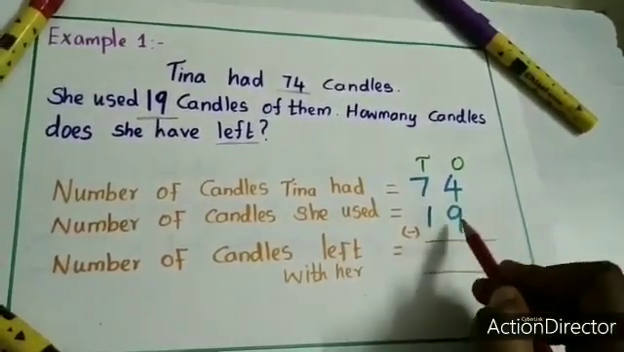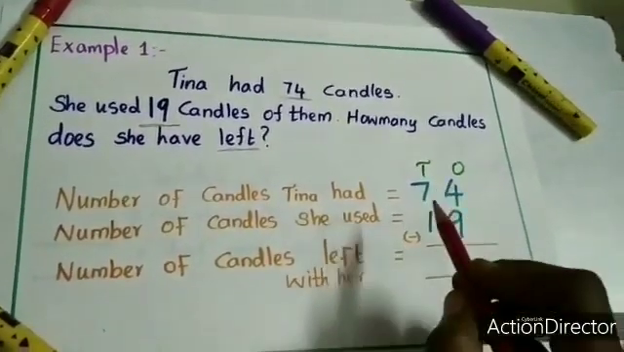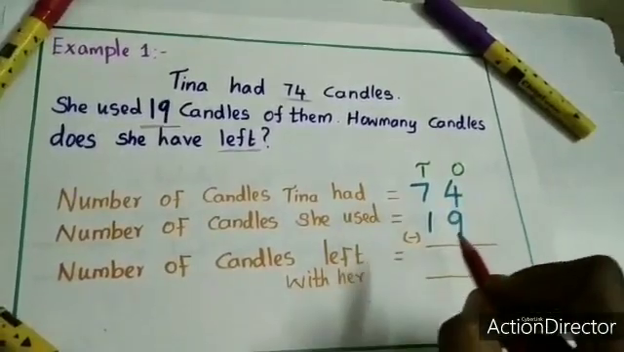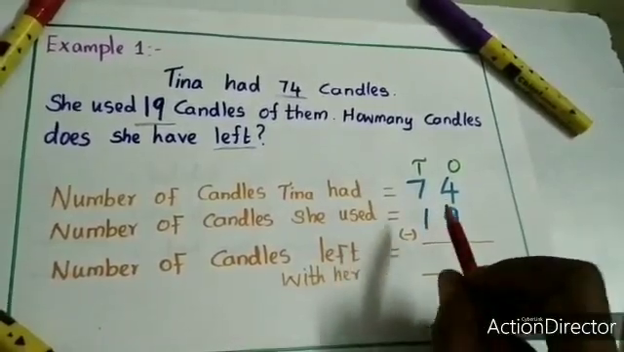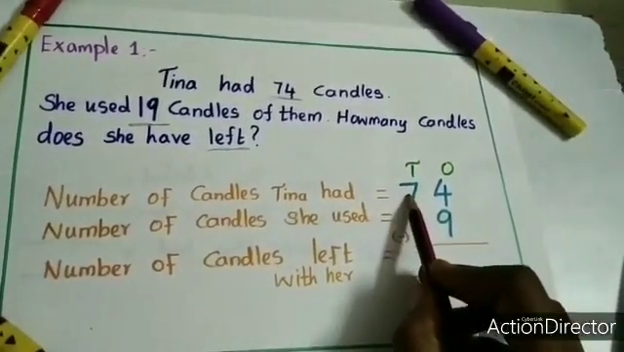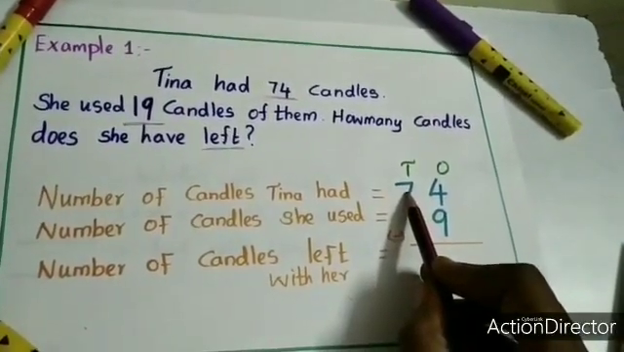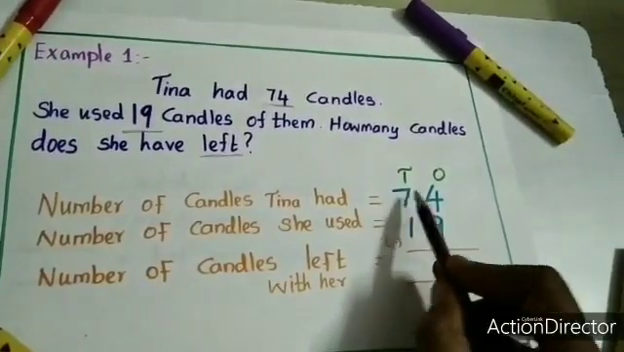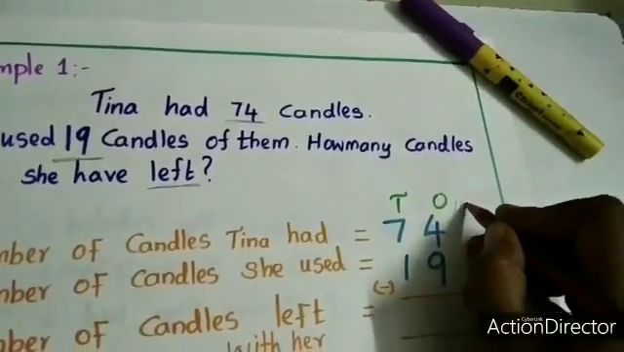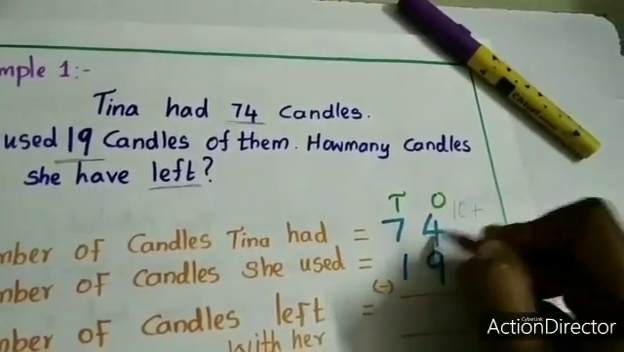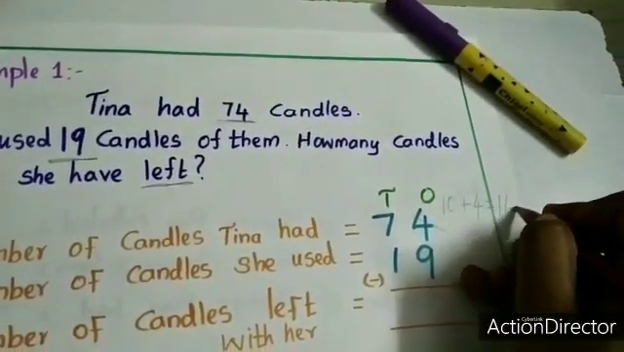Why? 4 is less than 9. That is, 4 is the smaller number, 9 is the greater number. So, we do not subtract greater from smaller. So, first, we will borrow 1 ten from the tens column. Already we have 7 tens. 7 tens is equal to 6 tens plus 1 ten. So, 1 ten borrowing. Here 10 ones plus already we have 4 ones. So, 10 ones plus 4 ones is equal to 14 ones.